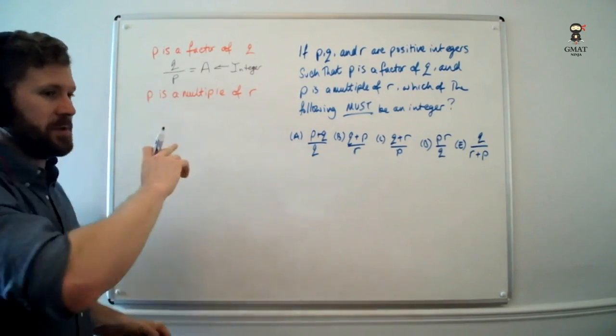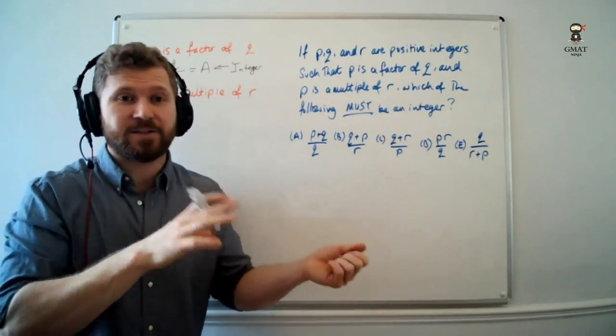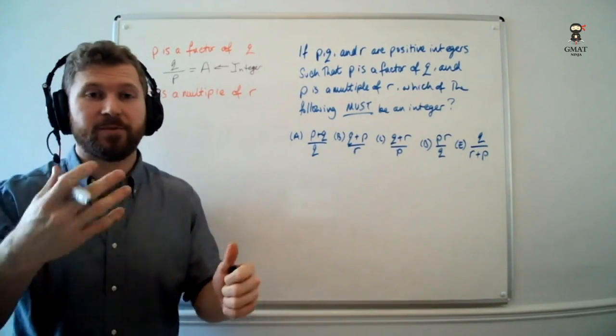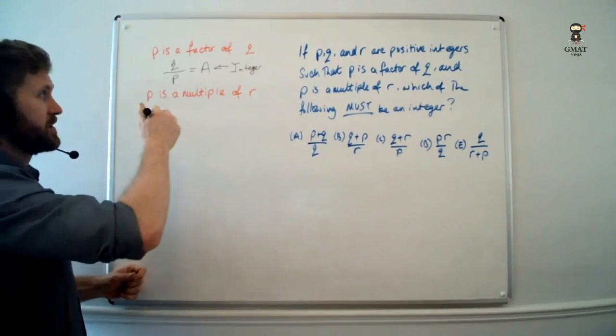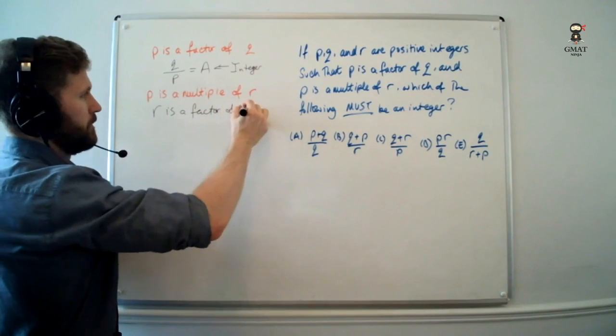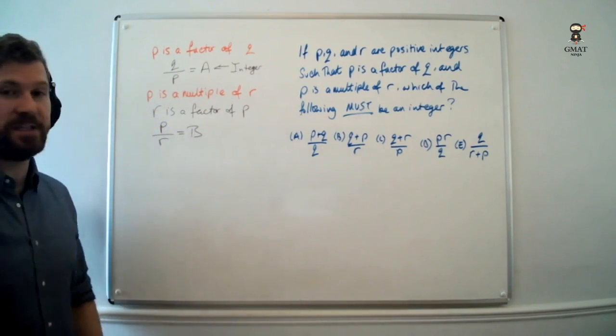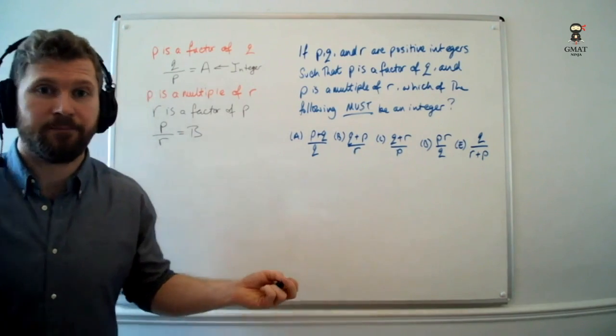Now, the second one, P is a multiple of R. By the end of the video, you're probably going to get sick of me saying this. That's not in the way that I like it written. I'm going to rephrase that. If P is a multiple of R, then R is a factor of P. And so I can put R on the bottom of the fraction, P on the top, and that would equal some other whole number.